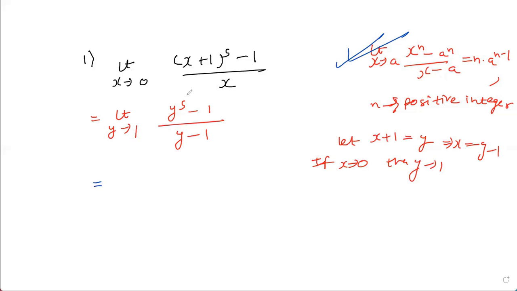So it will become n. Here n is how much? Here n is 5, right? So it will be 5 into, what is a here? A is 1, because 1 means it's 1 to the power 5. It's the same thing. Value will remain 1 only.